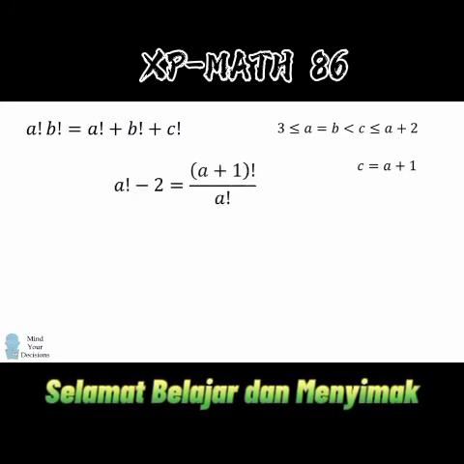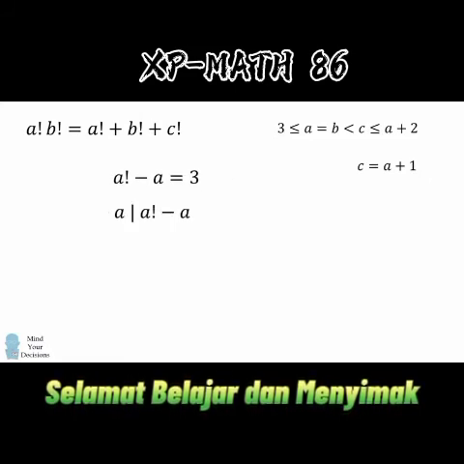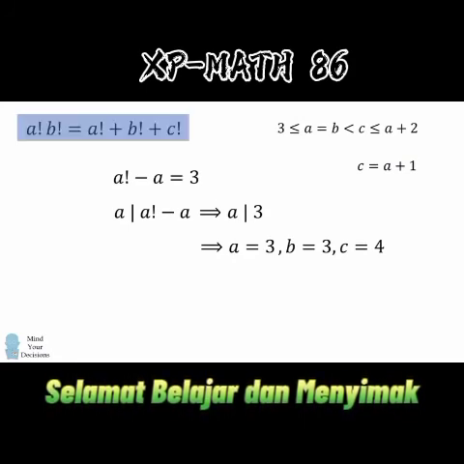Now, in this case, we'll substitute in, and then we'll simplify. We'll move the a terms on the left and the constant terms on the right. Now, from this equation, a does divide a factorial minus a, which means that a would have to divide 3. Since a is greater than or equal to 3, this means that a is equal to 3. So we now consider the possibility that a is equal to 3, b is equal to 3, and c is equal to a plus 1, which equals 4. We substitute that in to the original equation, and ta-da! We found the unique solution.